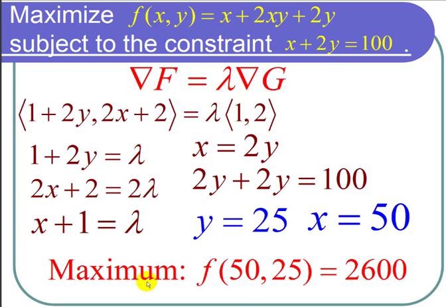Notice that this is a maximum. Had this been a minimum, then that would mean that this would be the smallest number we could get. But clearly if y is 0 and x equals 100, for example, then f is just 100, which is much smaller than 2600. So this is indeed a maximum. And I'm done with the problem.